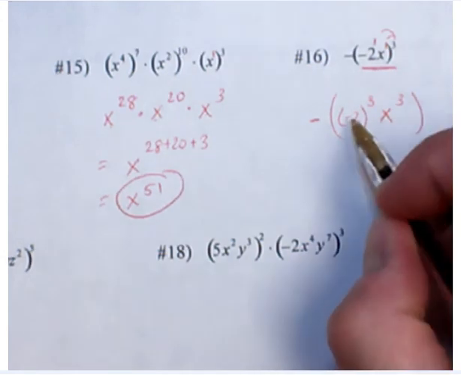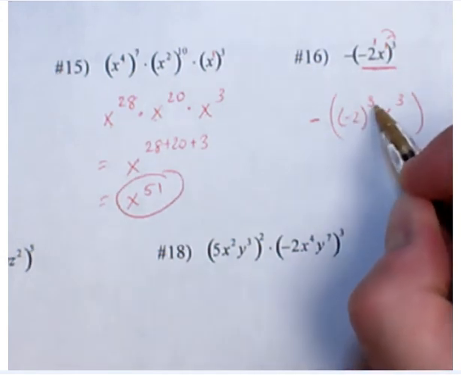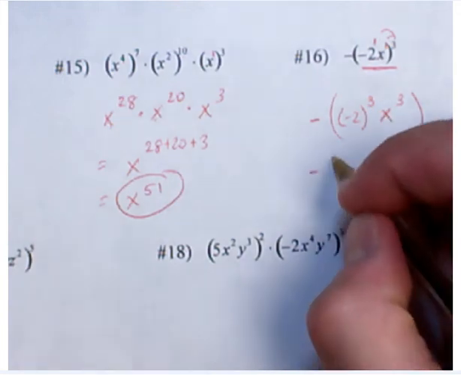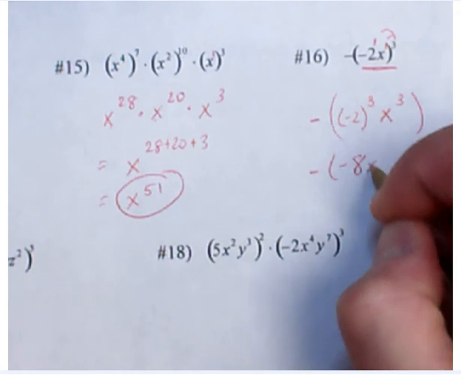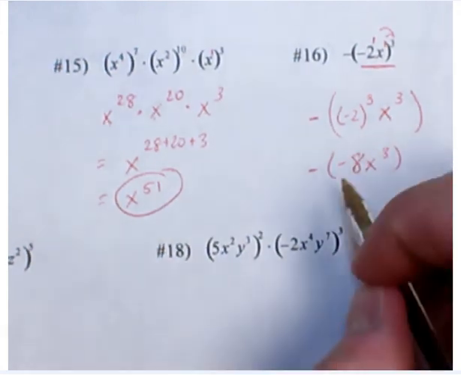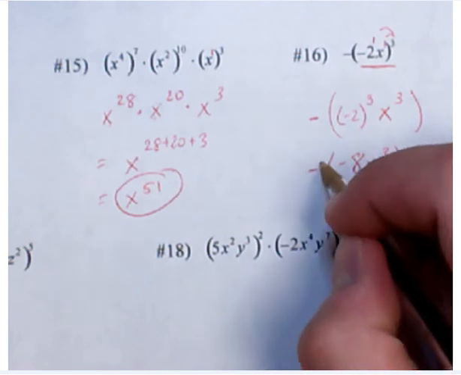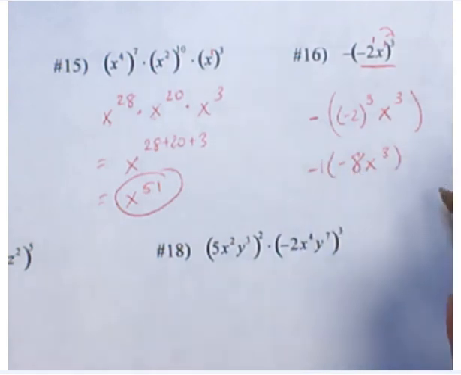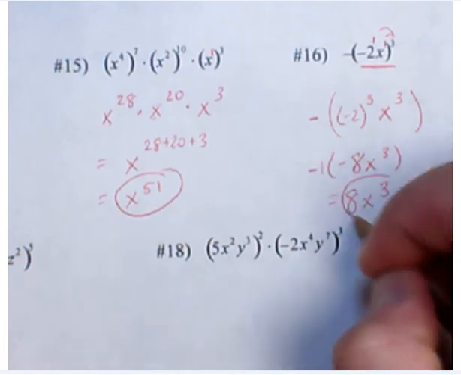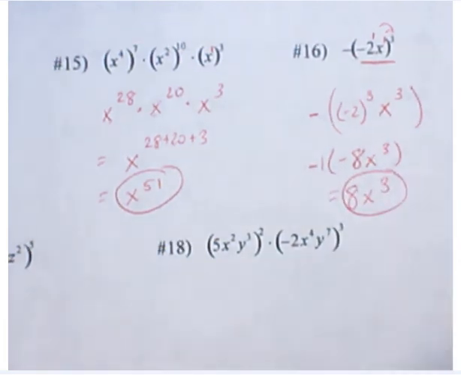Now, negative 2 to the third is negative 2 times negative 2 times negative 2, which is going to be negative 8. And then x to the third power. Now we can take care of this negative. This is like a negative 1 times a negative 8. Negative times negative equals positive. That's 8x to the third. And that's how you do that.